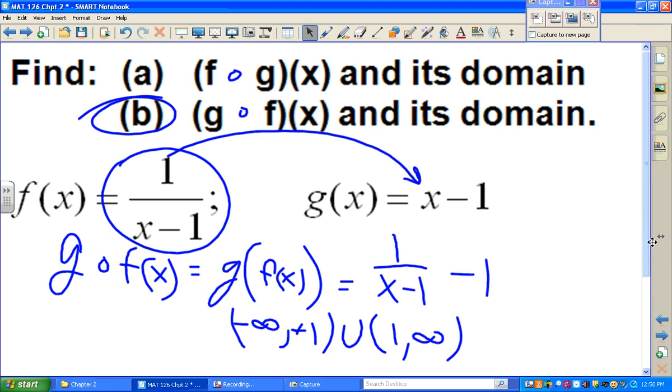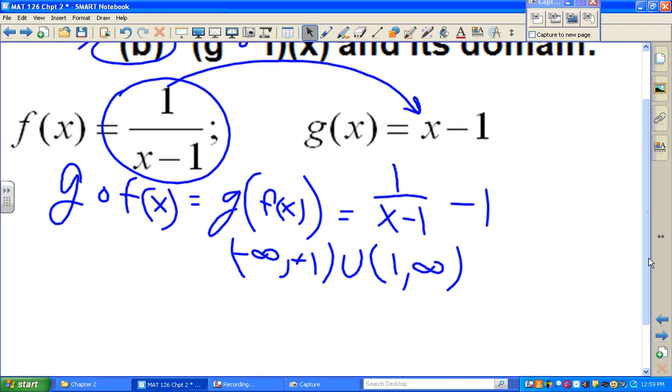Ready? On that one, do you set it like greater than or equal to 0? No, I just put that x minus 1 can't equal 0. So x cannot equal 1. It can equal everything else. Okay?